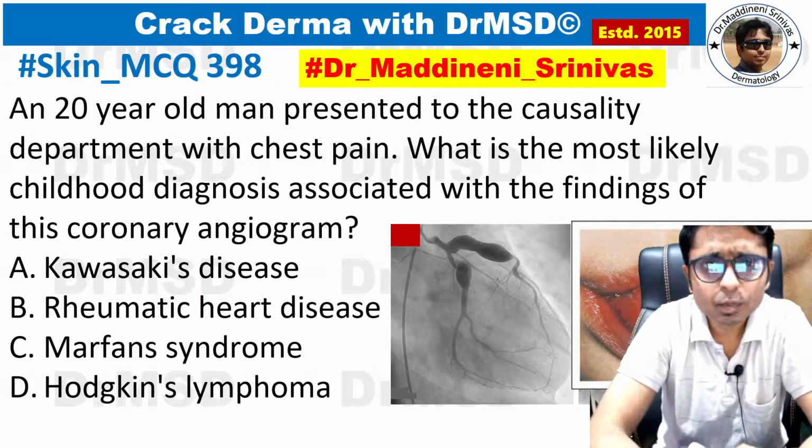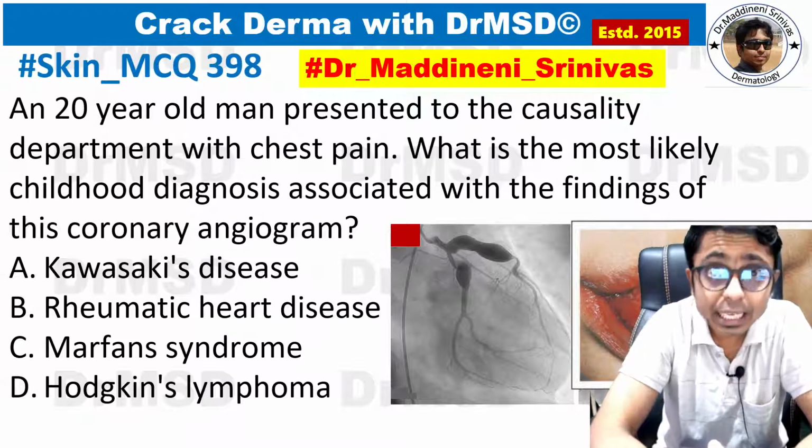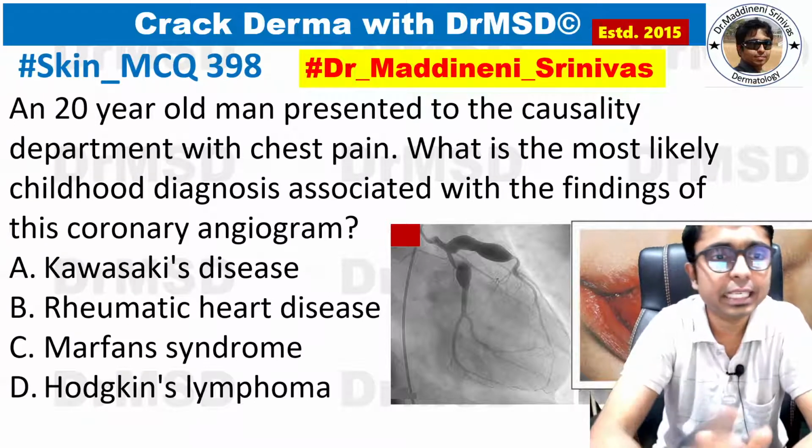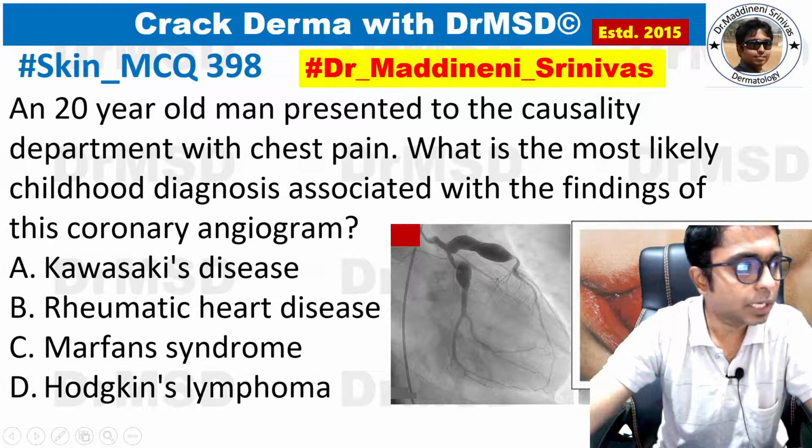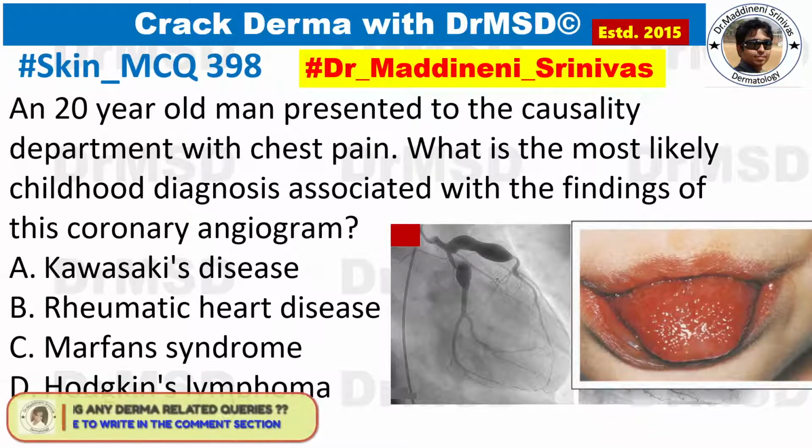A 20-year-old man presented to the casualty department with chest pain. What is the most likely childhood diagnosis associated with the findings of this coronary angiogram? And if you look at the angiogram, you are able to see some dilatation is present in the coronary arteries. We can call this a coronary aneurysm.